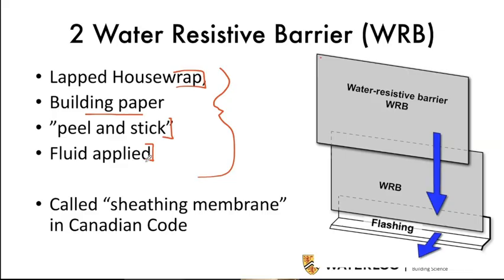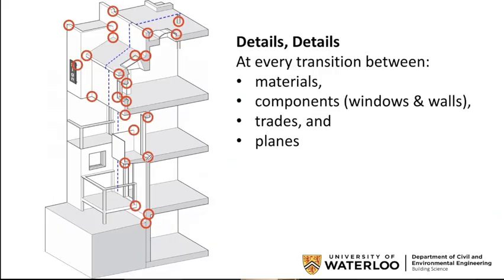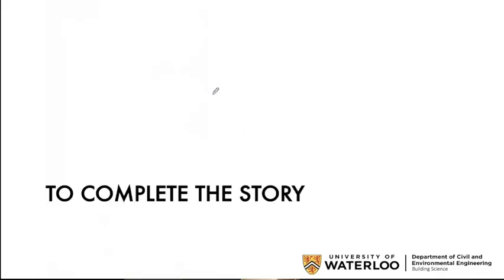product takes. So the last slide I showed last Tuesday was this slide showing details, transitions, and where you need to figure out how to get the water control layer, drainage plane, flashings at transitions between materials, between components, between trades, and at changes in plane from vertical to horizontal, from north-south to east-west, etc. We're going to come back to this drawing a little bit more.